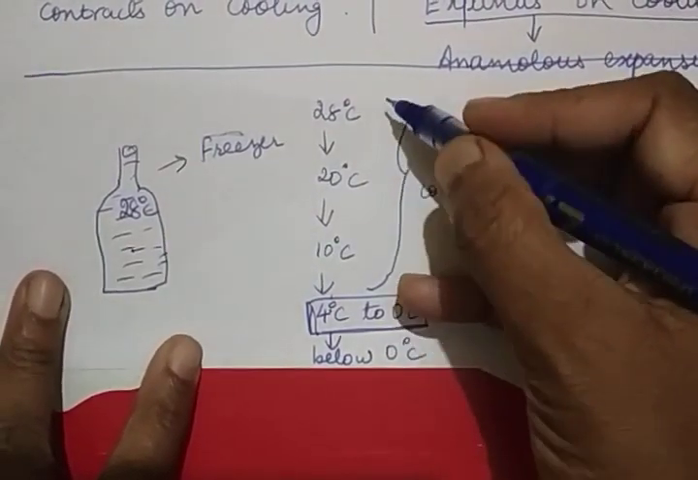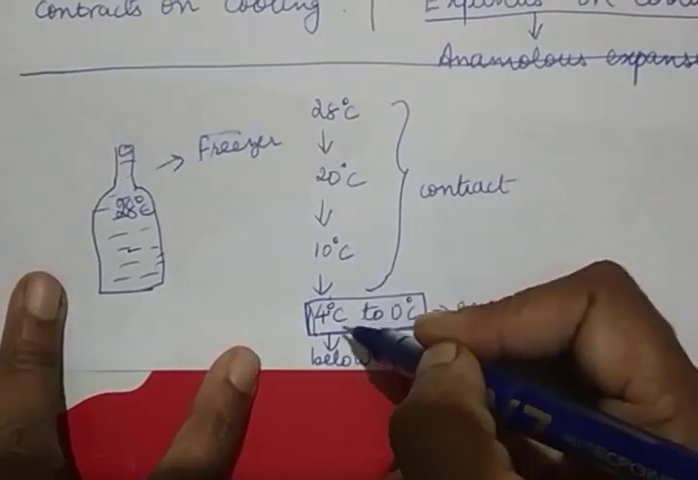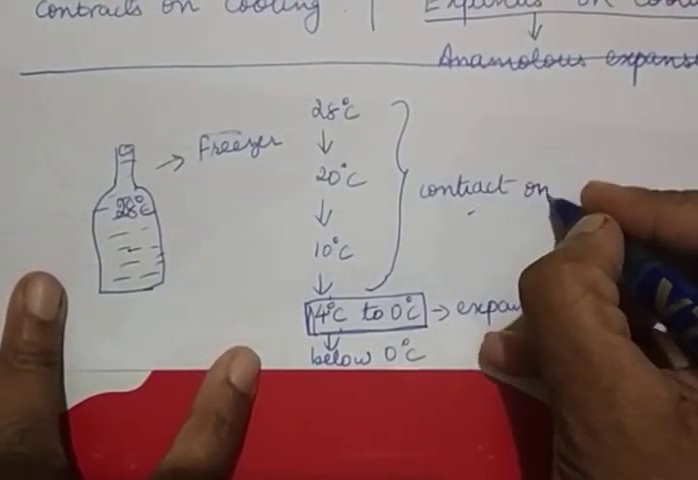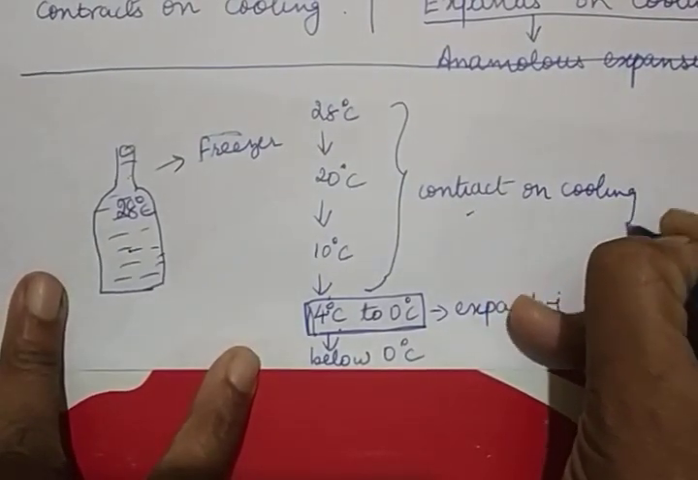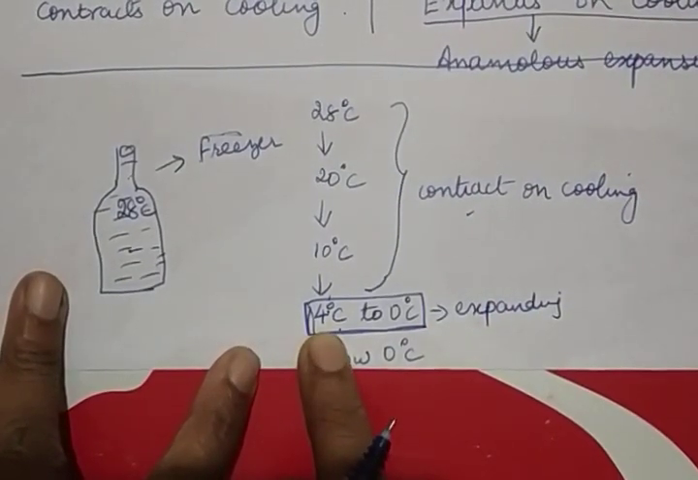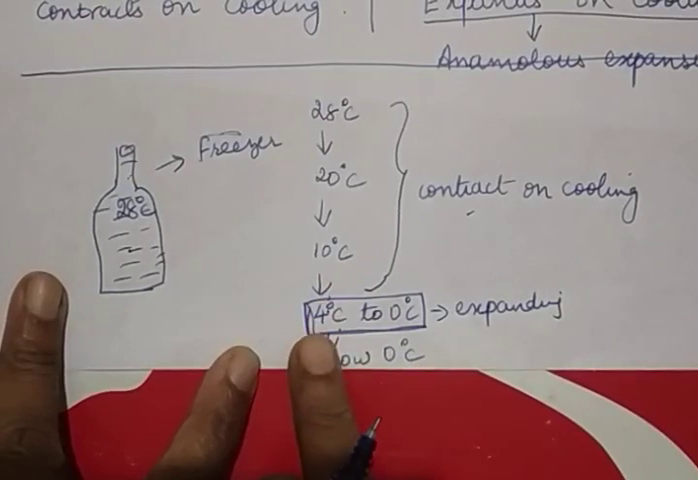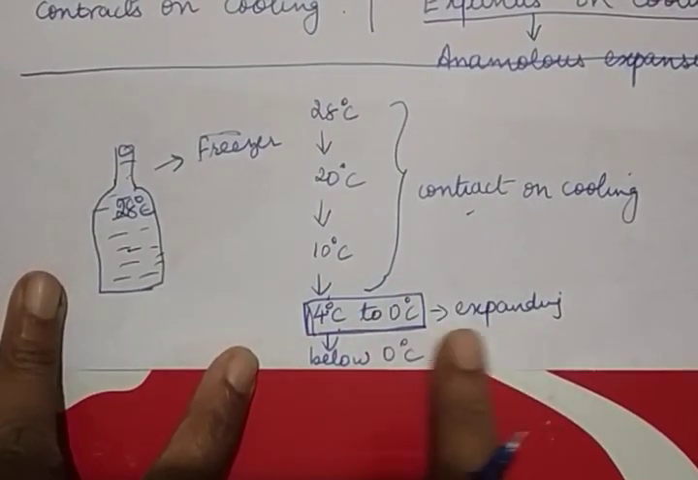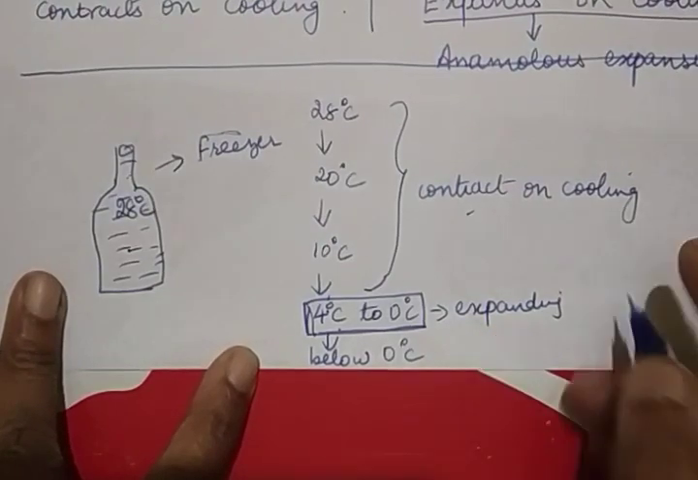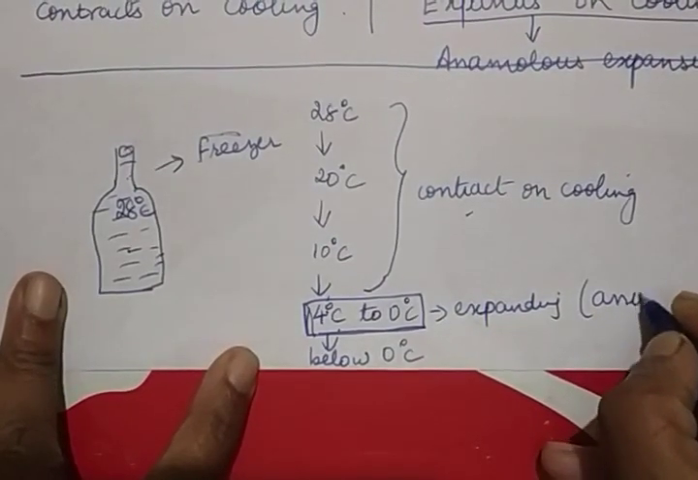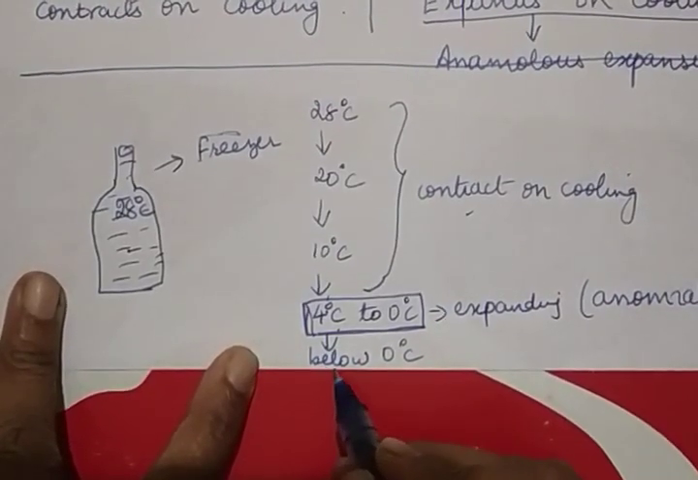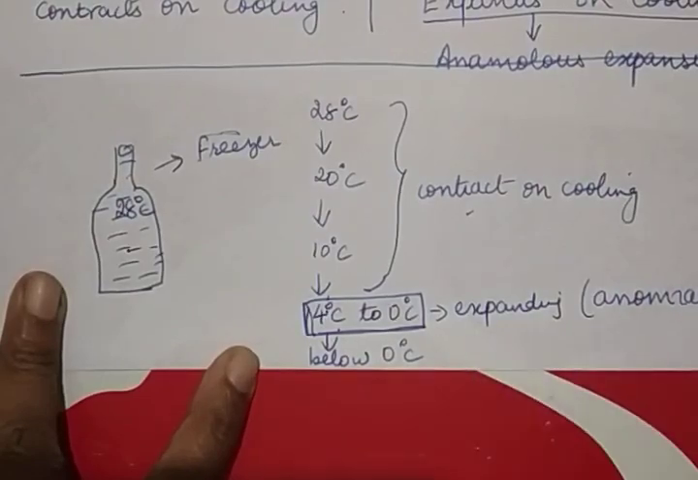Once again, I'll repeat. When water is cooled till 4 degrees Celsius, it will contract. Contract on cooling. But once the temperature goes below 4, from 4 till 0, instead of contracting, it will expand. And this is called anomalous expansion of water. Then below 0, it will again start behaving in a normal manner.